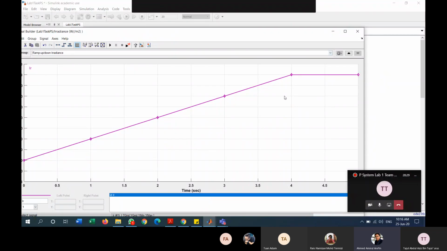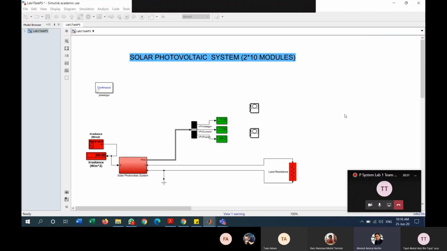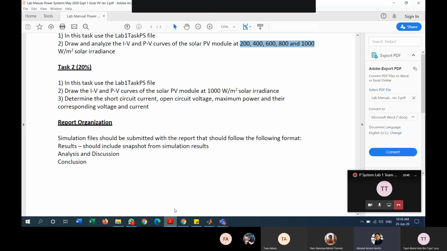So this is the signal builder part. First you have to complete it and then this is the analyzing part. The important part is that you have to analyze the IV and PV curve. You can see IV, PV. So here V is the y-axis in both cases.